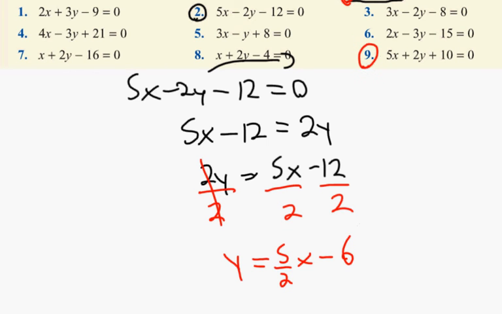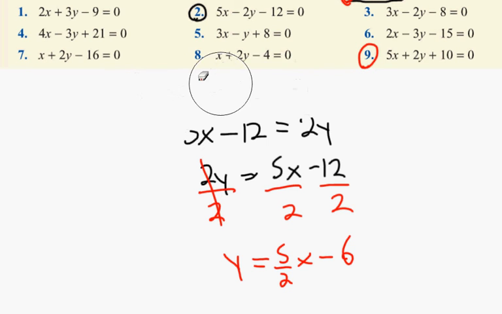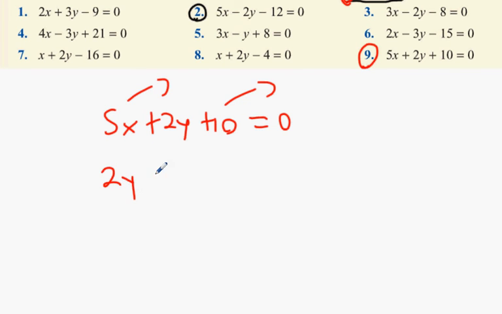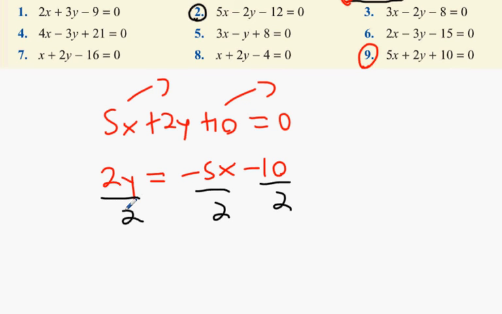Question 9 as an example. Question 9 would be 5x plus 2y plus 10 equals 0. Bring over the 10, bring over the 5x. 2y equals minus 5x minus 10. What would be the quick way to get this done? 2y divided by 2. y equals minus 5 over 2x and minus 10 over 2, minus 5. It's handy enough, isn't it? Should be okay. Alright. Yep, questions.